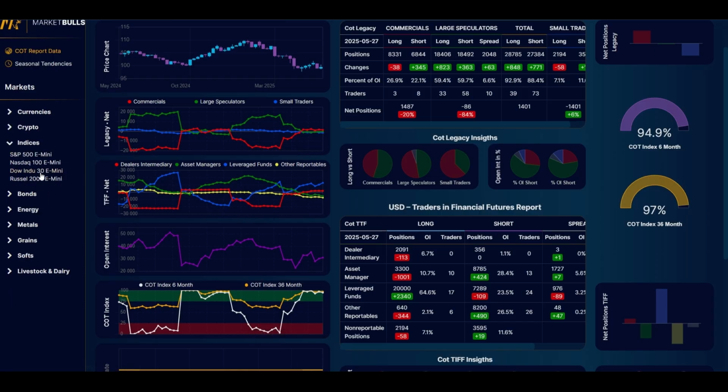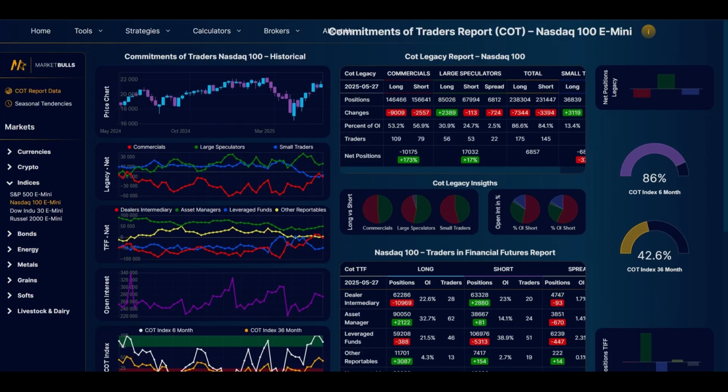Now, if you go into indices, you know we have talked about all these specific things. But what's really important to note, we're going to talk about all of these specific things, so don't worry about it.